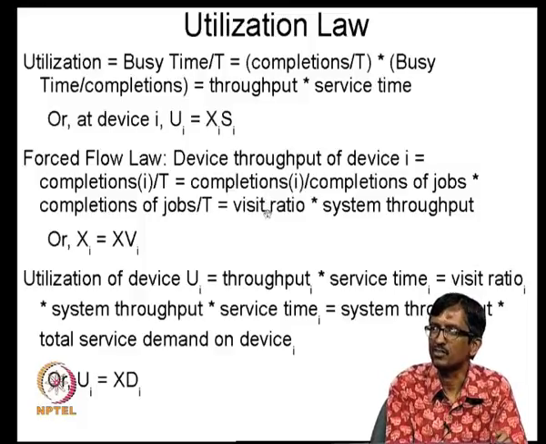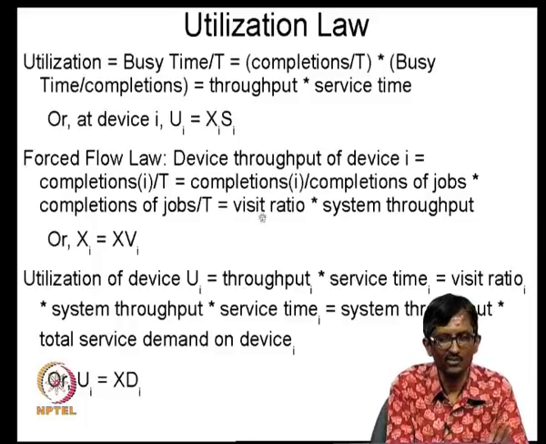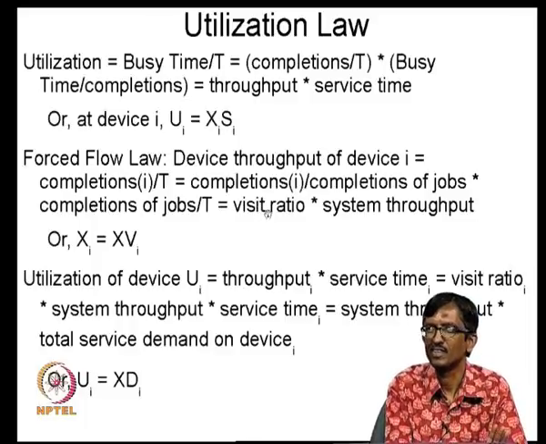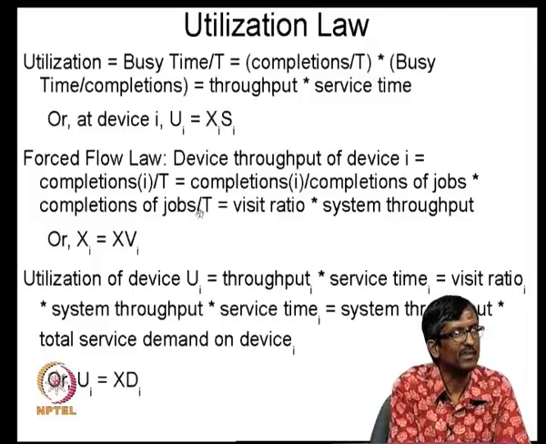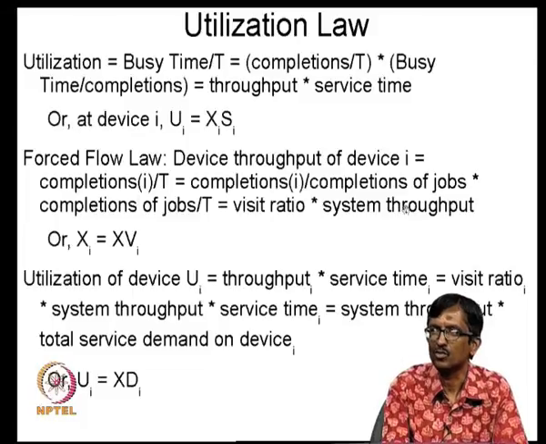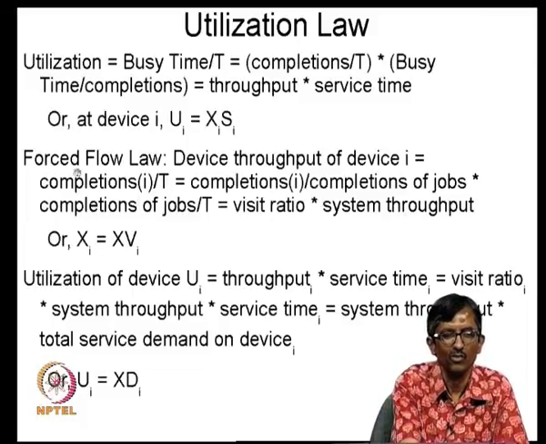Okay. That is what this visit ratio is. For example, if you are going to a government office and you have to talk to some person 10 times before your job is done, that visit ratio is 10. So, again, what is completion jobs by t? That is nothing more than system throughput. So, that is why this is what is called the forced flow law.